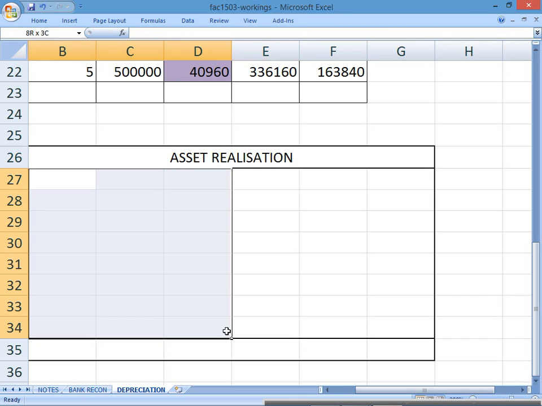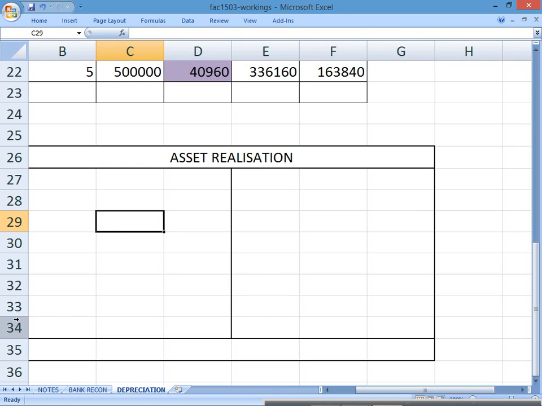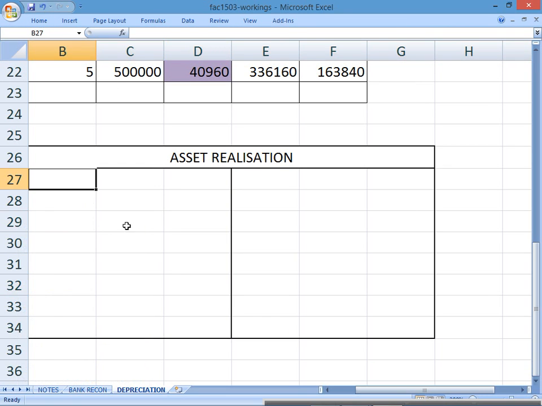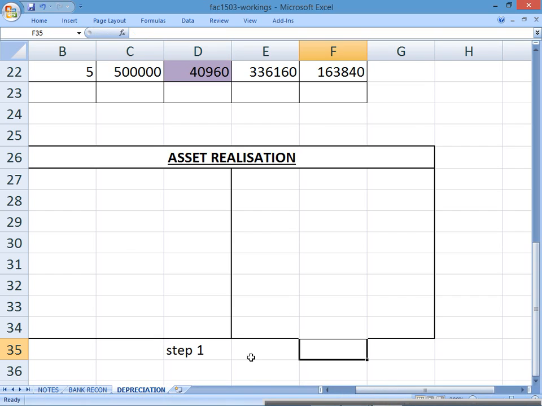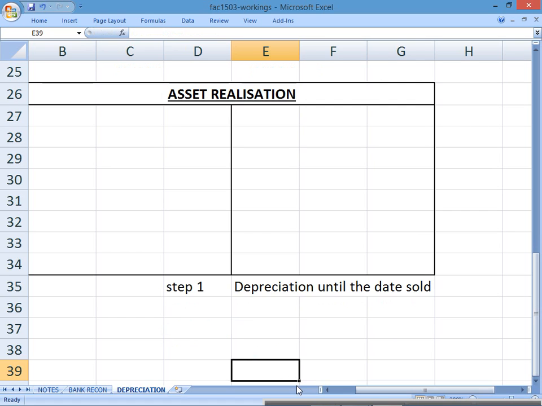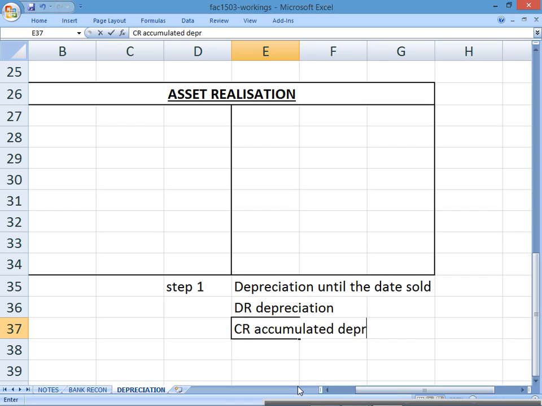Asset realization will have a debit and a credit. If I'm looking at asset realization, step number 1, process any depreciation on the asset until the day that it's sold. That would have been depreciation until the date sold. What would that look like? It would be debit depreciation, credit accumulated depreciation. That's step number 1.